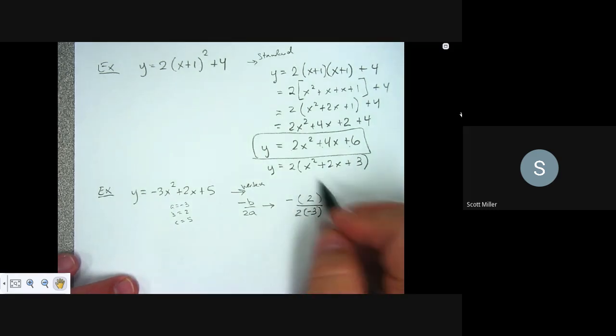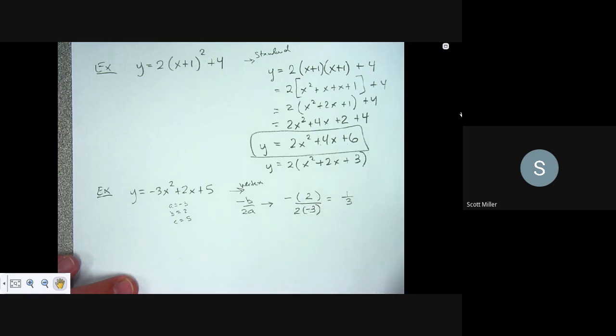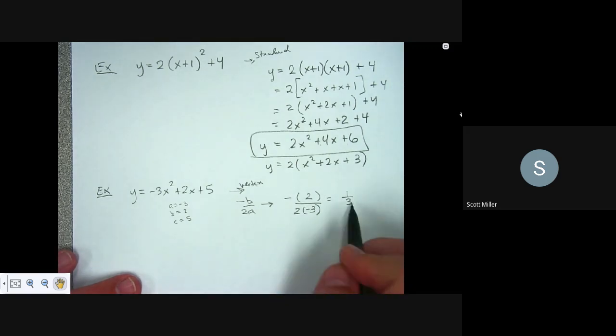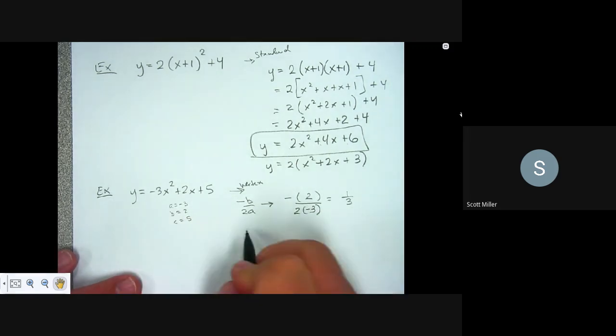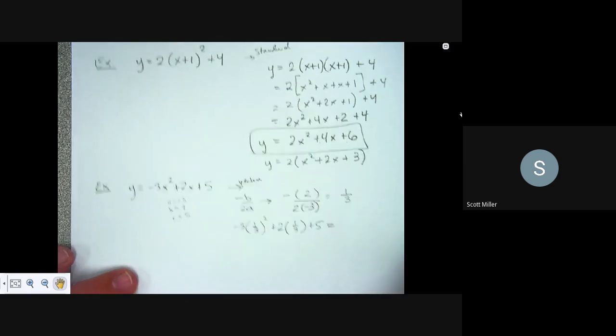And so when we reduce this down, and always make sure it's reduced down, negative divided by negative is positive, the 2's reduce out, and I'm left with 1 over 3. So the x-coordinate of my vertex is 1 over 3. I have to find the full vertex, so now I have to take that number and plug it in. So we get negative 3 times 1/3 squared, plus 2 times 1/3, plus 5, and we need to work this out.